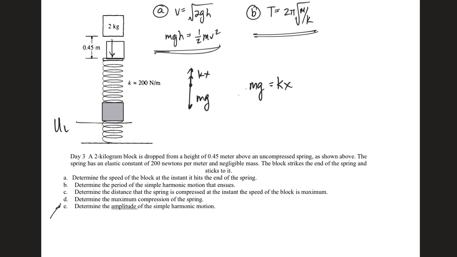It has all elastic potential energy here, which equals all the gravitational potential energy here. Here's the problem. This is h for mgh. And this is x for 1/2 kx squared. h equals 0.45 plus x.